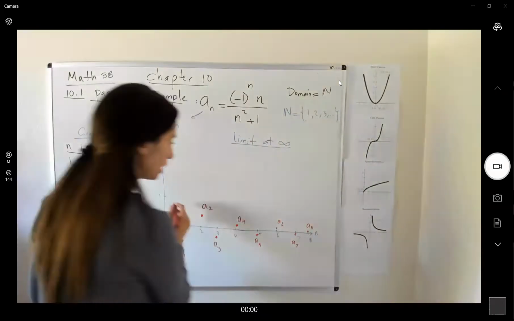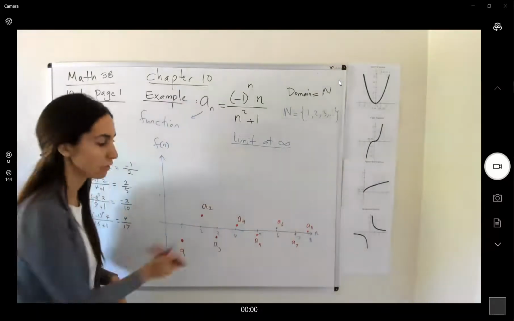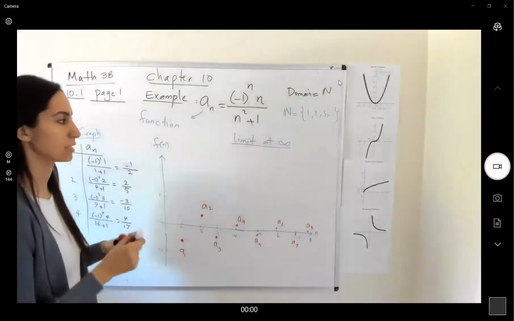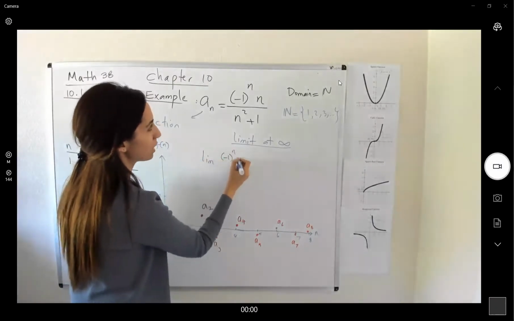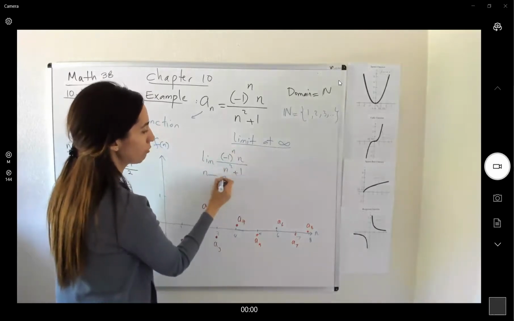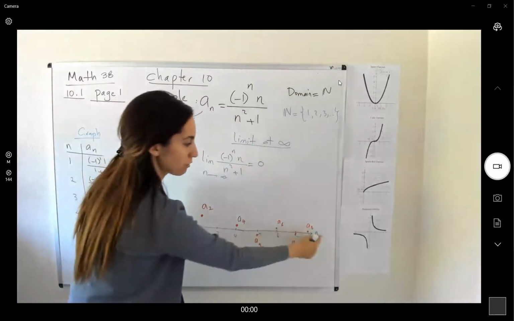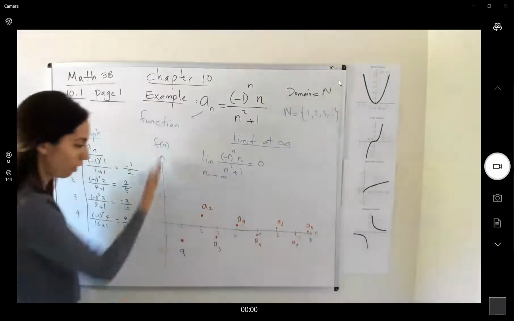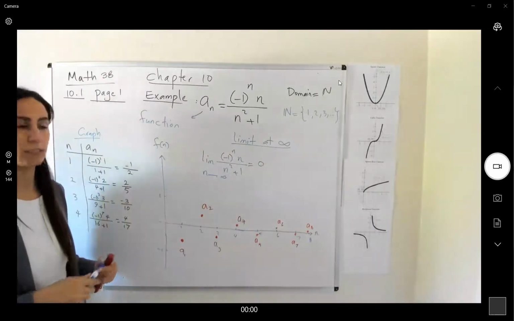As you can see, these points, even though some of them are positive and negative, eventually they're getting closer and closer to 0. So you can say that the limit of -1 to the n times n divided by n squared plus 1 while n goes to infinity is equal to 0. That makes sense. These values are getting closer to the horizontal axis, and on the horizontal axis, your y value is 0. So the limit at infinity is equal to 0.